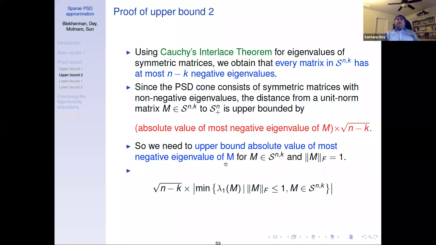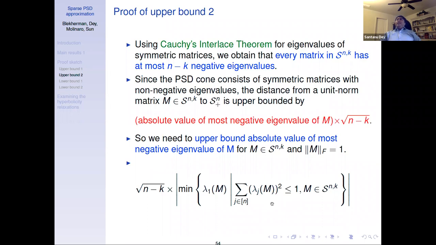And so in principle, this is the quantity that I'm interested in: square root of n minus k times the minimum, over M in S_N^k with Frobenius norm of M equal to one, of the absolute value of the smallest eigenvalue of M. The way I would like to deal with this problem is to write it in the space of eigenvalues, in an n-dimensional problem.